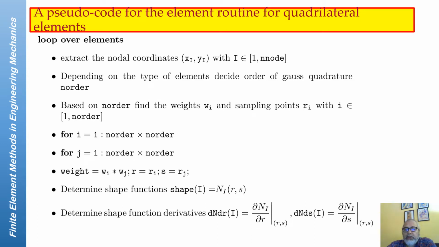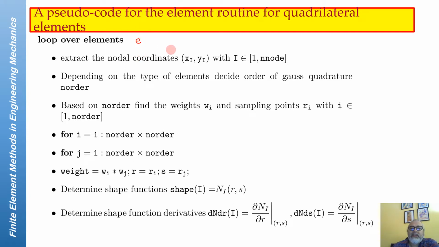Now that we have learnt about isoparametric elements and integration over isoparametric elements, let us put it all together. What I'm going to show is a small pseudo code that is meant for 2D quadrilateral elements. For triangles, the procedure is similar, but there are some subtle differences which I'll point out as I go along. So now we are looping over elements, and let's assume that we are in element number E.